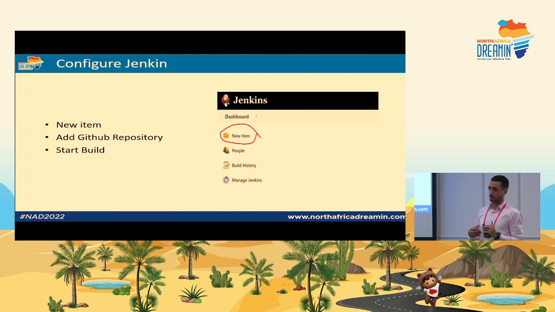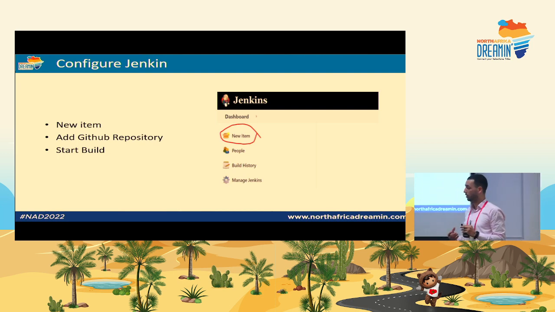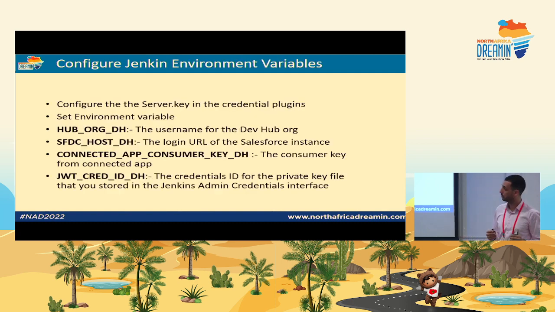In the first part of our CI/CD pipeline, we must create a new pipeline on Jenkins, and to create it, we must configure our GitLab repository on it. And next, we need to configure some environment variables that we need to run our pipeline automatically and dynamically.